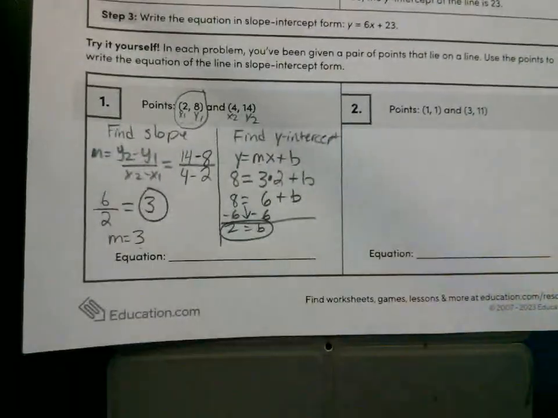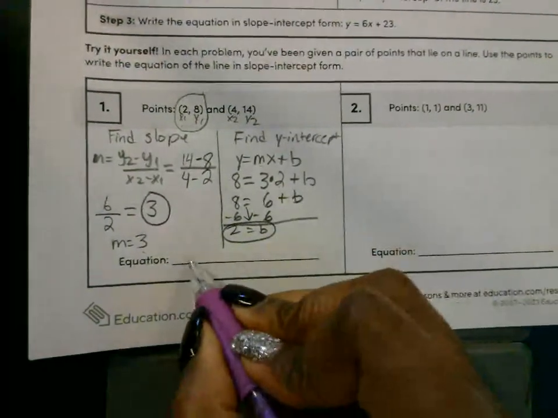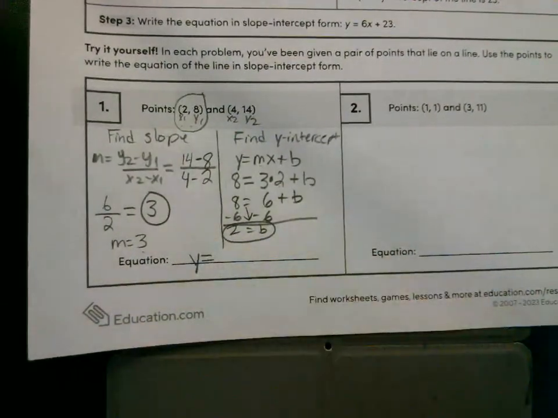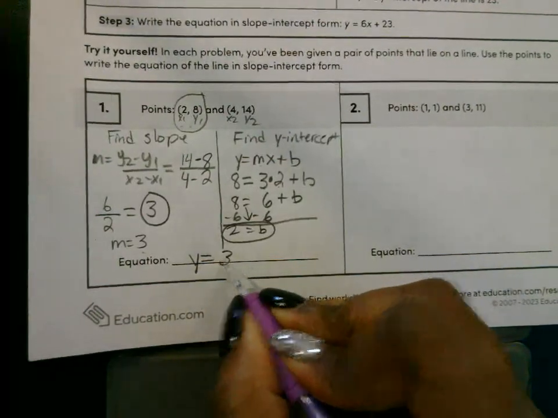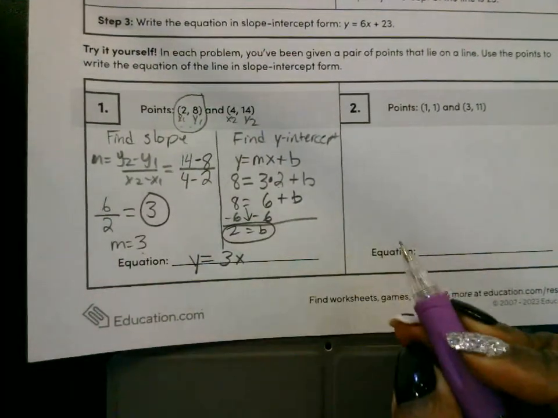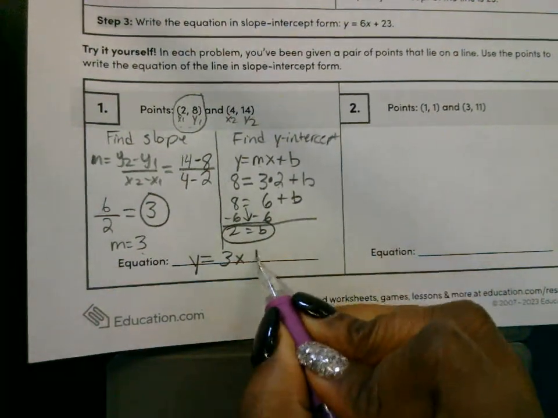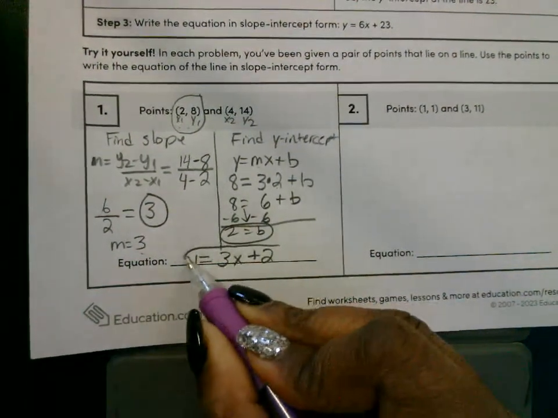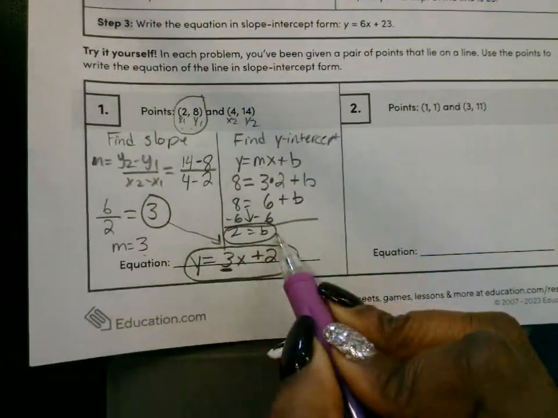How now do we write that as an equation? Remember, y equals mx plus b. So y is equal to, which one of those numbers is m? 3. Which number is b? 2. What kind of 2? Positive or negative? Positive. So it's plus 2. This is our equation. So you're substituting m here and b here.